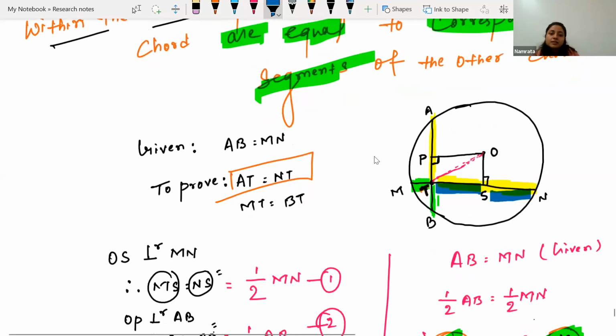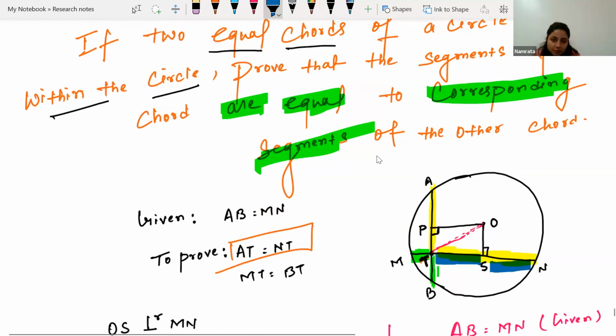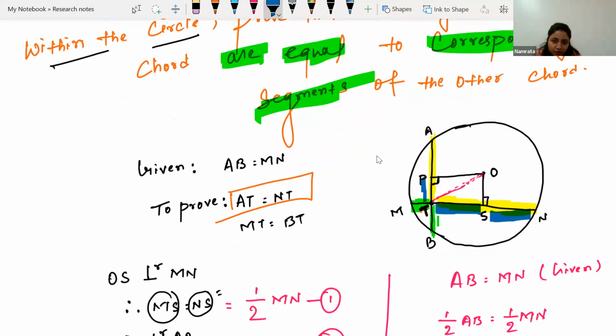Now ST is equal to PT, we have got from the CPCT. That means PT we have got. But still, if I will have AP, then and only then we will be having the complete yellow one. So AP I will be adding. But directly, can we do that suddenly without any reason, without giving any proper explanation? Can we do? Yes, we can do.